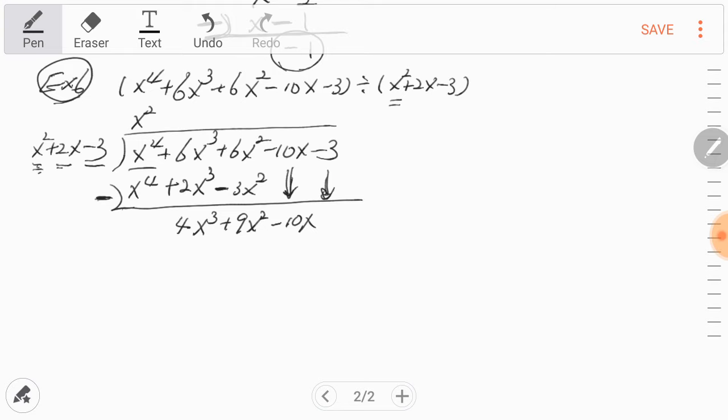Now multiply x squared by something. Multiply the x squared by what? 4x, so that the result is the same as 4x cubed. So 4x cubed. And multiply the other terms by 4x. So 2x times 4x is plus 8x squared. Negative 3 times 4x is negative 12x.